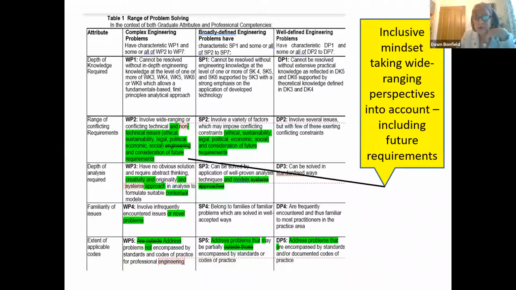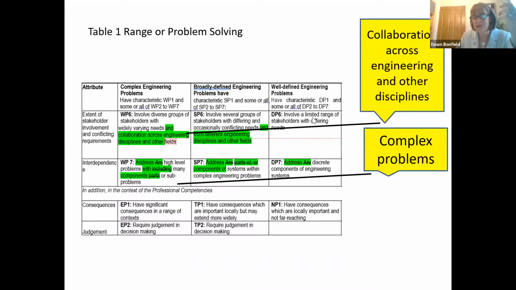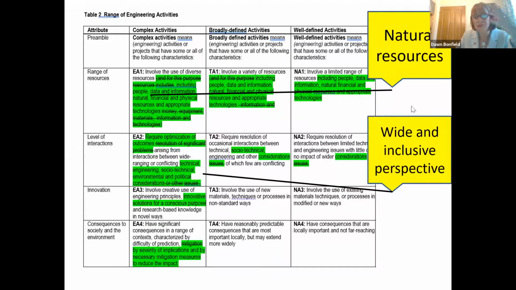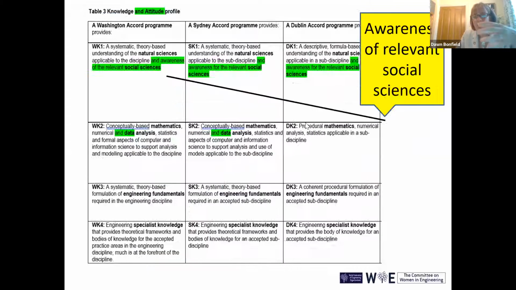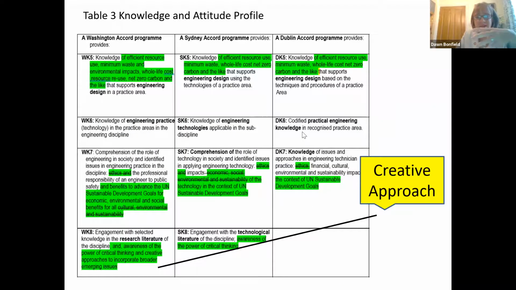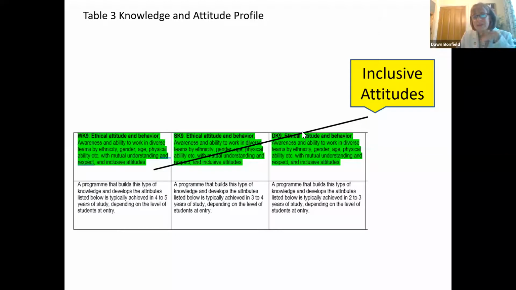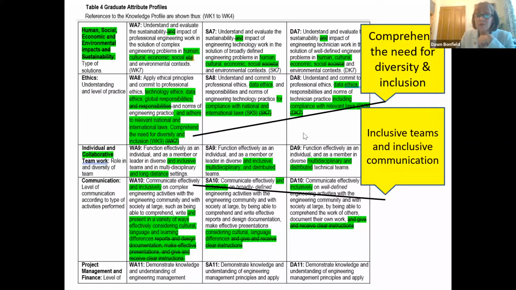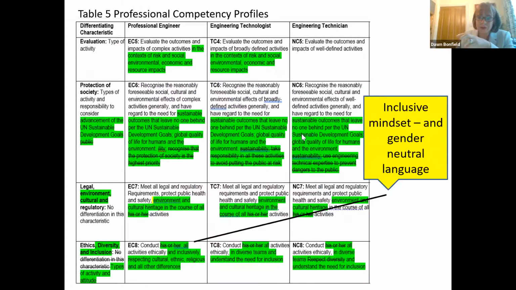there's an inclusive mindset, taking wide-ranging perspectives into account, including future requirements, collaboration across engineering, complex problems, looking at natural resources, wide and inclusive perspective, awareness of social science, creative approach, inclusive attitude. These are all really important attributes that we've identified for our future engineers, so it is really great to see that.